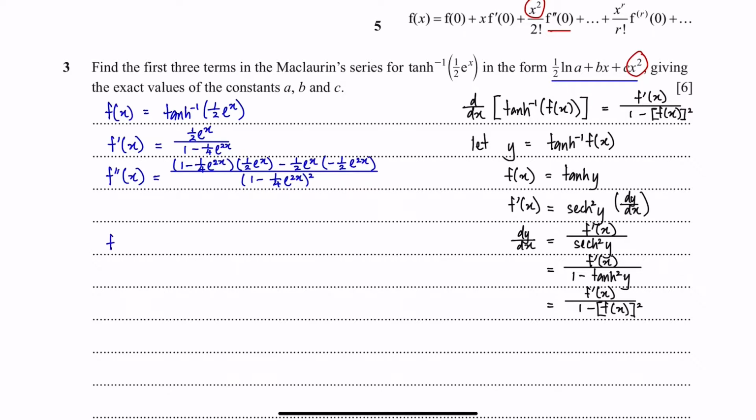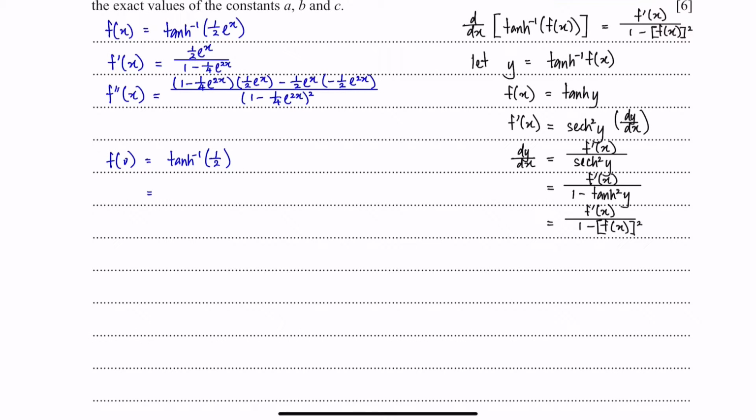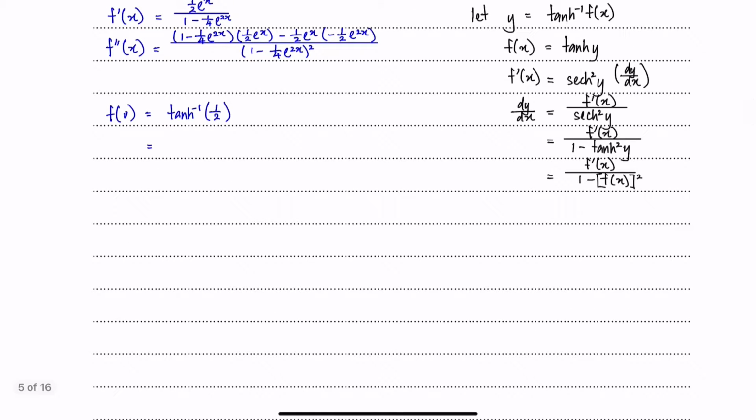So now f(0), which is basically arctan 1/2. So this is also not found in the formula booklet, but I can prove it to you guys.